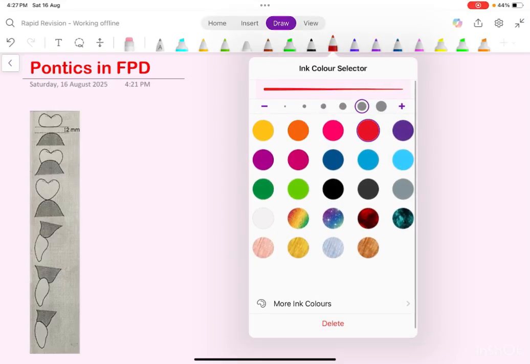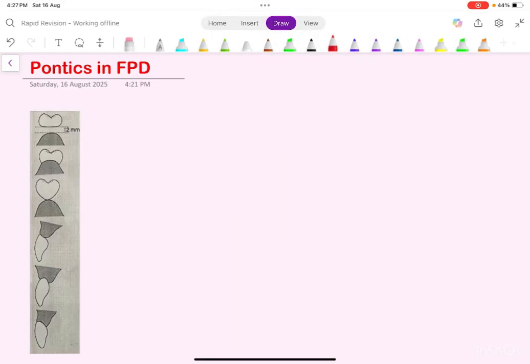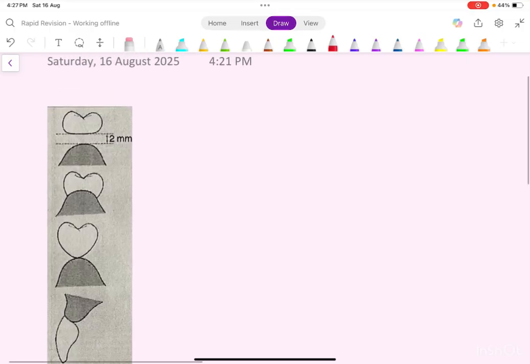In this video, I'll be discussing the Pontics, various Pontic designs in FPD. So first of all, I have this picture and now we'll just go through the names and then we'll go through the indications, contraindications, advantages, disadvantages and certain points that you should know. So first of all, we'll just name them.